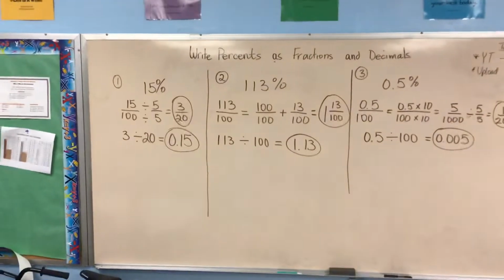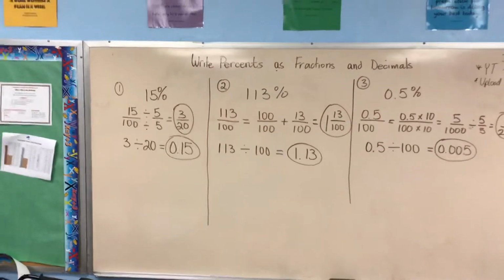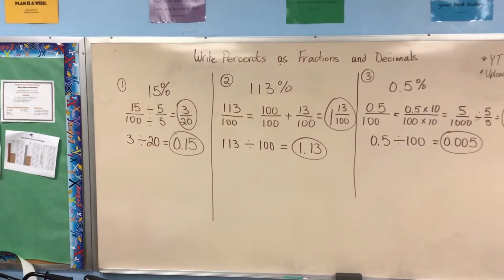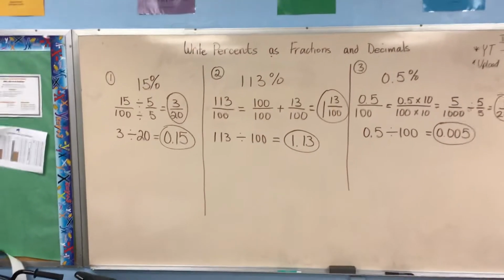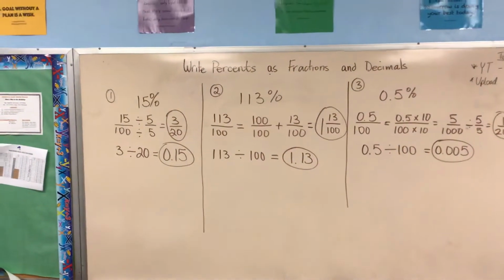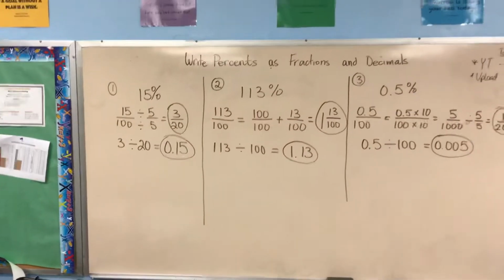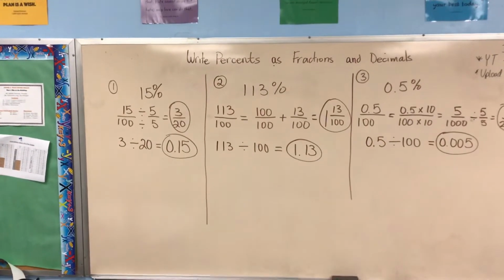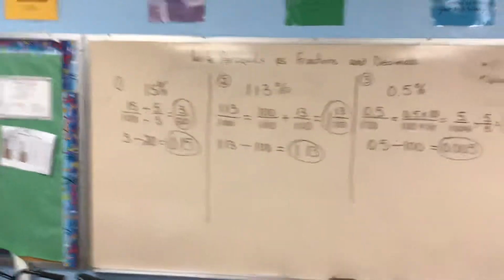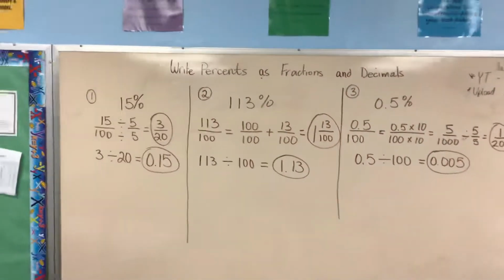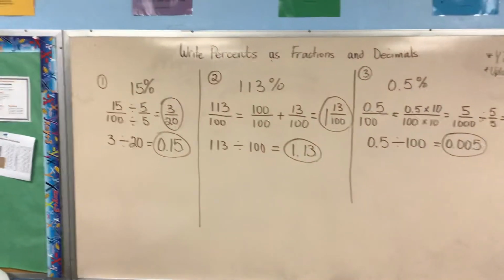Number one is 15%. Now I know 15% is a ratio of 15 over 100. So that's where I get the 15 over 100 from. Then I find the greatest common factor for both 15 and 100. I know that the greatest common factor for those two numbers is 5. So I divide both numbers by 5 and I get a simplified fraction answer of 3 over 20.